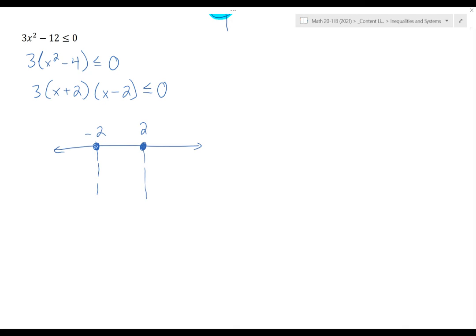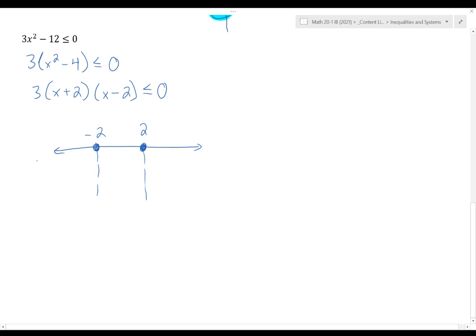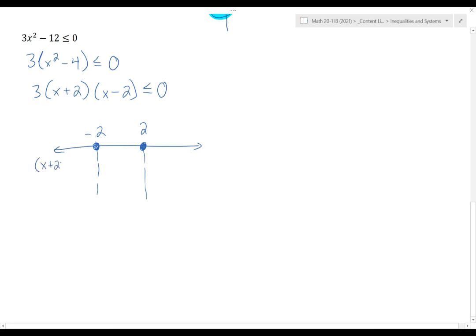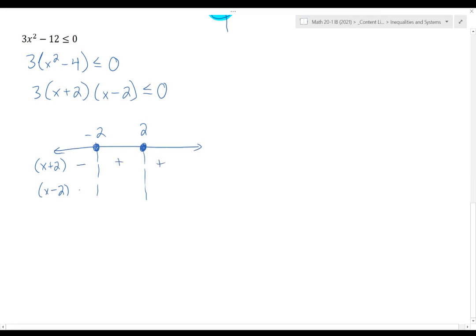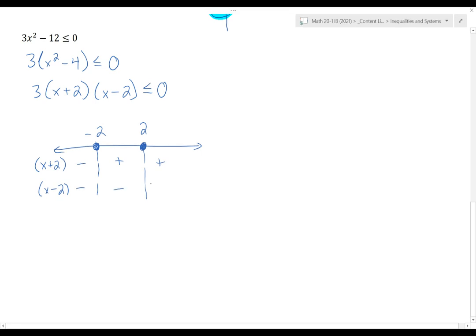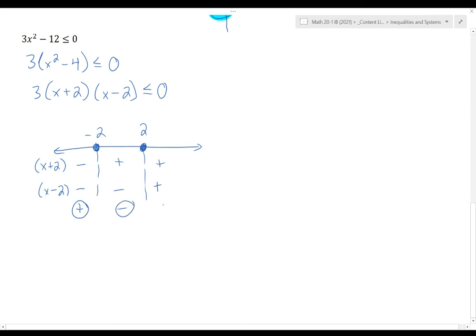3 isn't going to affect the sign of this inequality at all because 3 is positive. If I had a negative number there, then it would affect the sign, so I would have to consider it. So I have x plus 2 and x minus 2. X plus 2 is negative if x is less than negative 2, but positive if it's greater than negative 2. And x minus 2 is negative if x is less than 2, but positive if it's greater. So my overall product is positive, negative, positive.